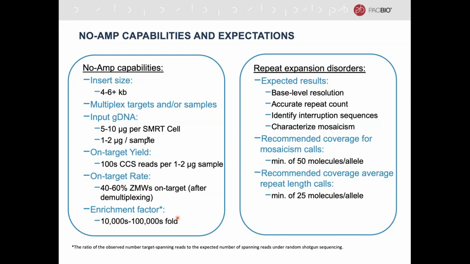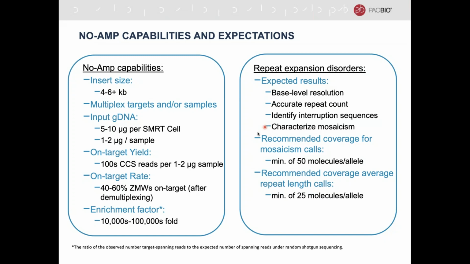That said, if you are looking at repeat expansion disorders, what you can expect to see is base level resolution into your region, so you get the sequence. And that will help you to do accurate repeat counts, identify interruption sequences, and characterize the mosaicism of the expanded allele. Now, how much coverage you need really depends on your study design.